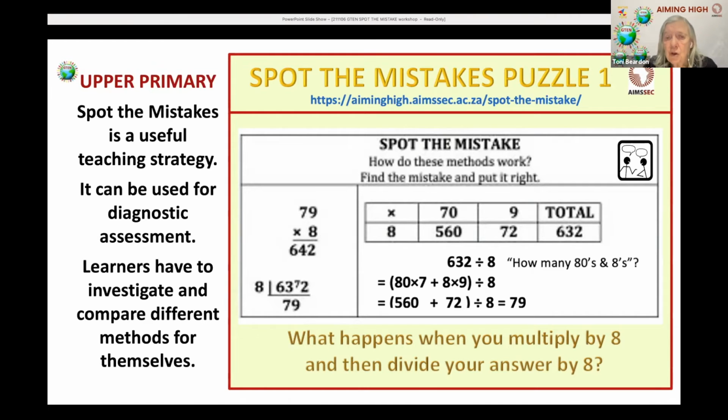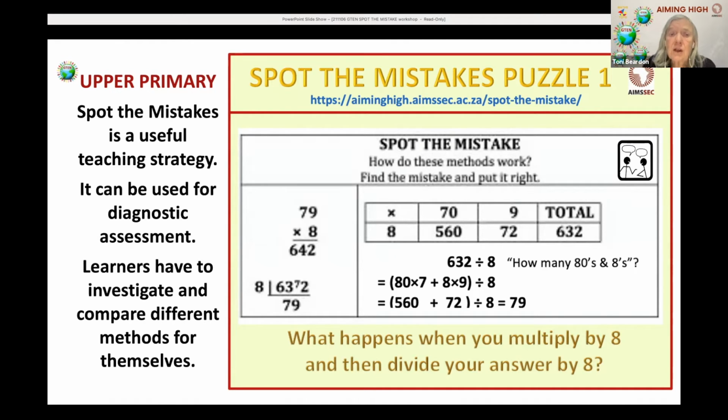And so you can actually subtract 80 seven times, and then you're left with 72, and then you have to subtract 8s. So you ask how many 80s and how many 8s, and you break your 632 into 80s and 8s. You might have a remainder, but you haven't this time. And you get the answer: 560 divided by 8 is 70, and 72 divided by 8 is 9, and gives you the answer 79.